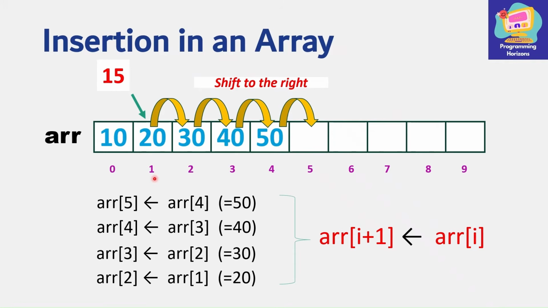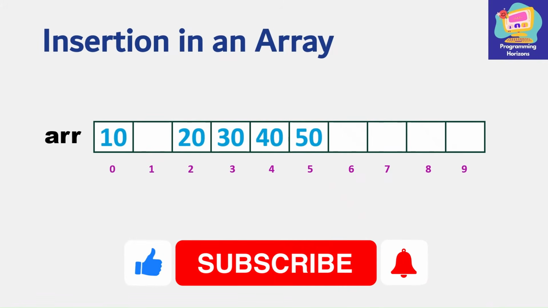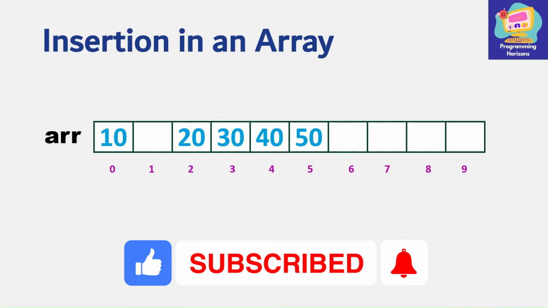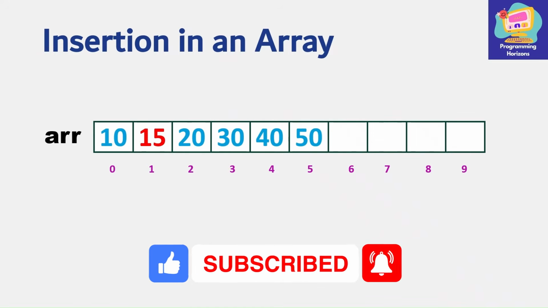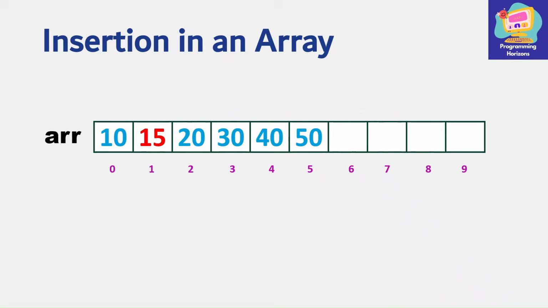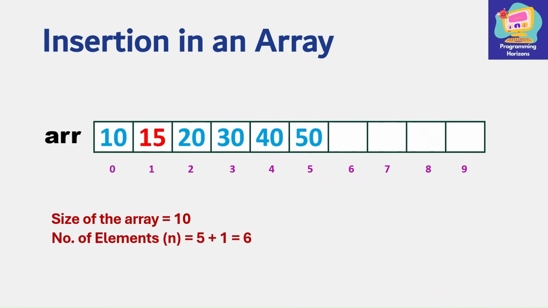So once all the elements have been shifted to the right, we have space to store value 15 at index 1. So now 15 is inserted at index 1 and therefore the size of the array remains fixed, which is 10 only, but this time the number of elements has increased by 1 and now we have a total of 6 elements in the array. Now let's implement the same logic in our C++ program.